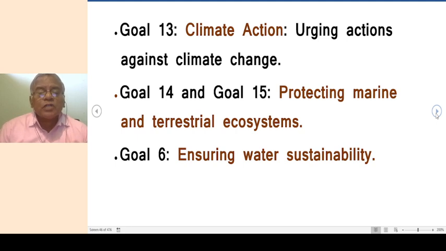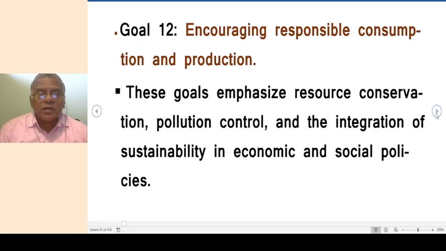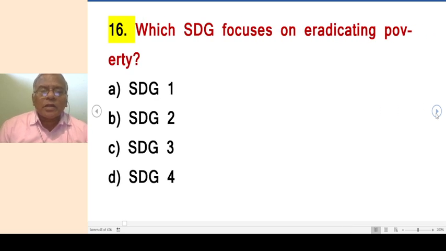Goal 6, ensuring water sustainability. Goal 12, encouraging responsible consumption and production. These goals emphasize resource conservation, pollution control, and the integration of sustainability in economic and social policies. Now, let us ask some questions.